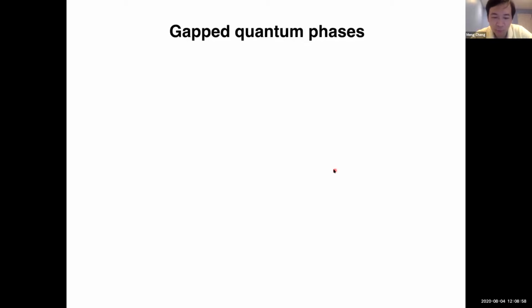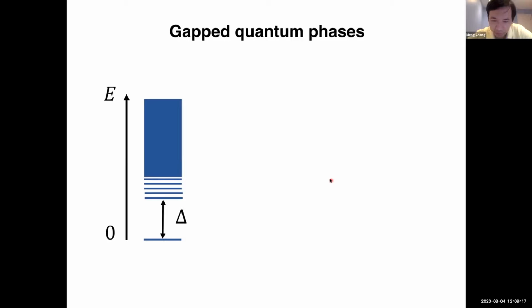So of course we are all interested in gapped quantum phases, as you have probably heard from yesterday's talk. We are thinking about a quantum many-body system on a lattice with local interactions, and let's assume that the system has a gap in the thermodynamic limit.